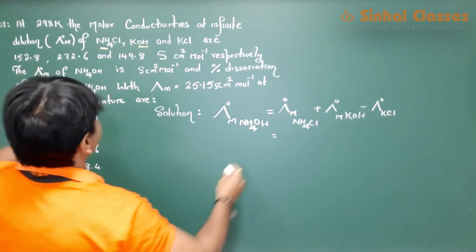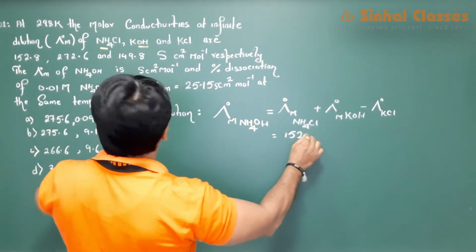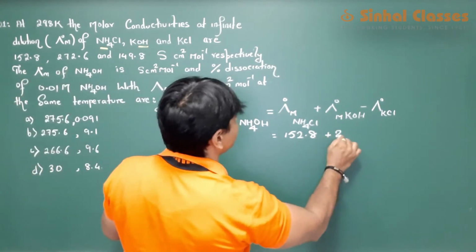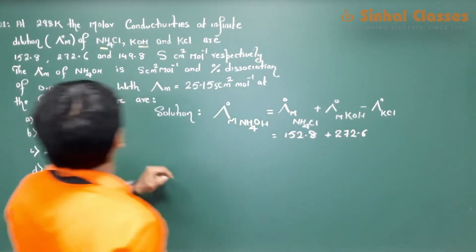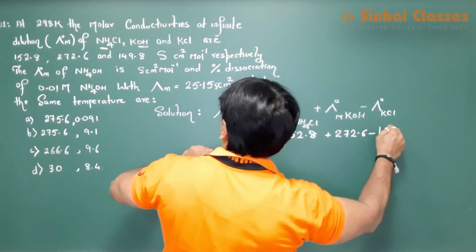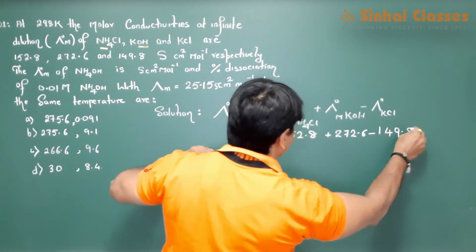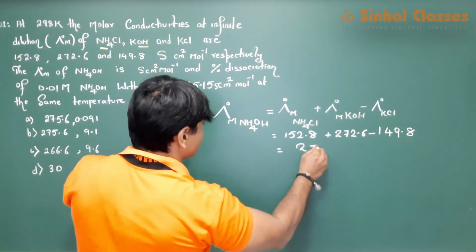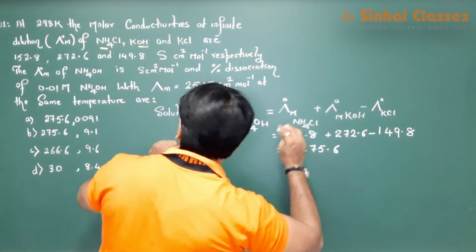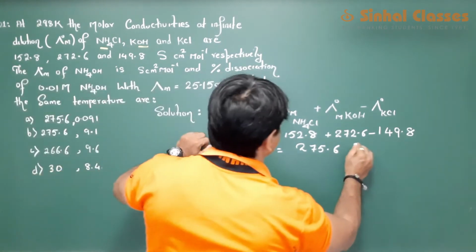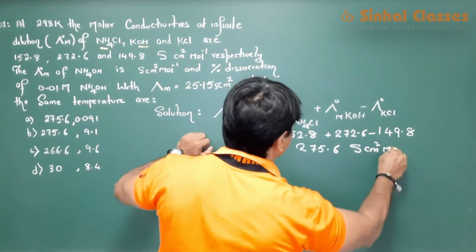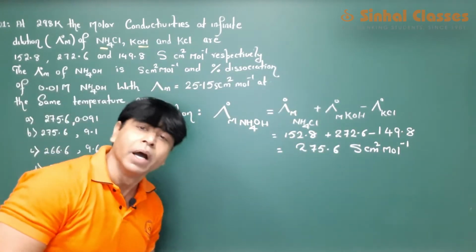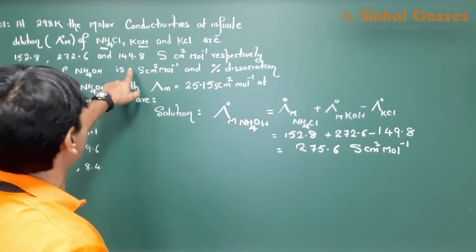So you have 152.8 plus KOH is 272.6 and you will subtract 149.8. Now after subtraction you get 275.6 Siemens centimeter square per mole for excess dilution for ammonium hydroxide. So that's your first answer.